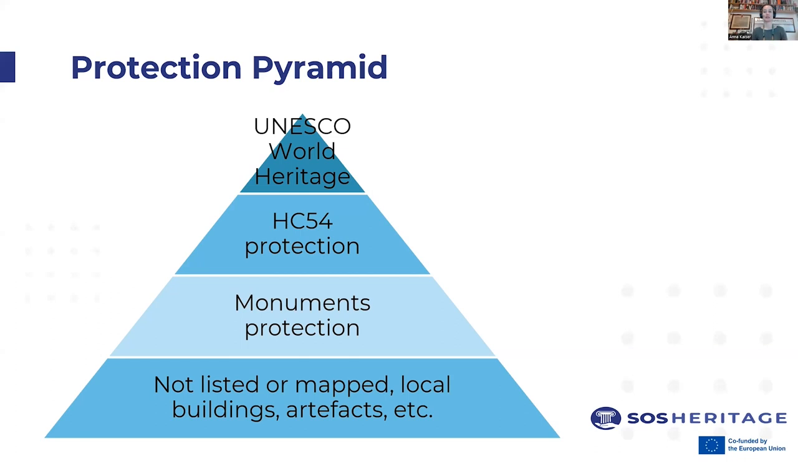You see it now on the screen. If you imagine a pyramid and cultural heritage, we have the very baseline of the pyramid, which consists of buildings that are not listed or mapped, of artifacts that are not listed or mapped as cultural heritage, of monuments. That's the very basis of this pyramid. There's a lot of that out there. Then out of this pool, some monuments are protected, some artifacts are protected under National Monuments Protection Law.